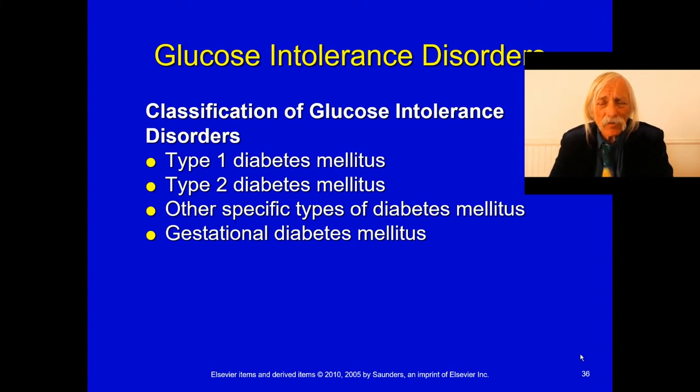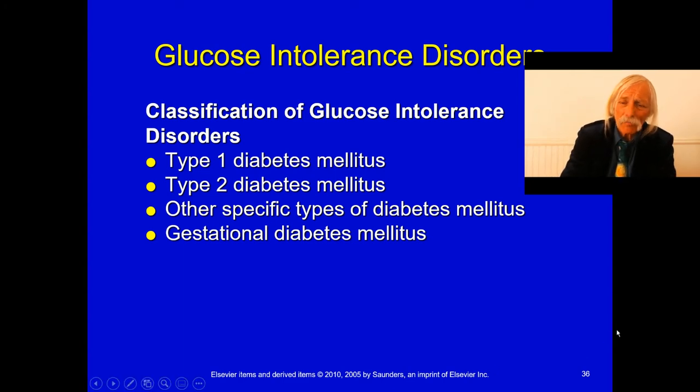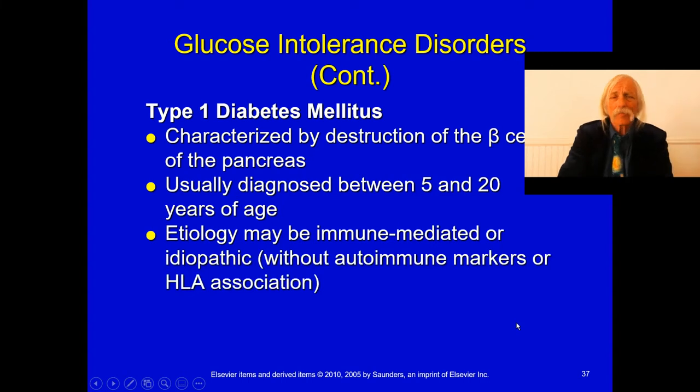So the classification of glucose intolerance disorders are type 1, type 2 diabetes mellitus. And then there are other types of diabetes we covered in lecture already, diabetes type 3, remember that one. And then there's gestational diabetes that occurs during pregnancy. Yeah. We've talked about all these previously, but here I'm just listing them.